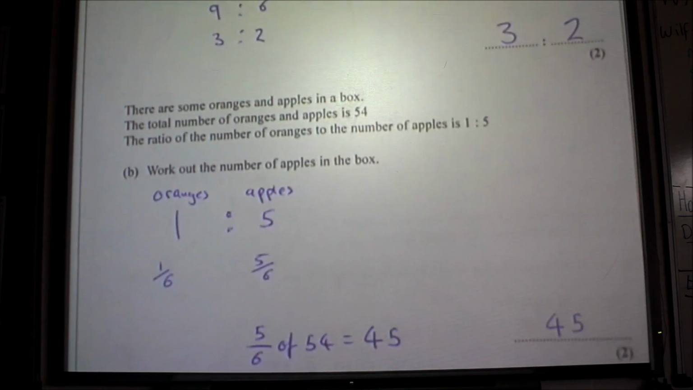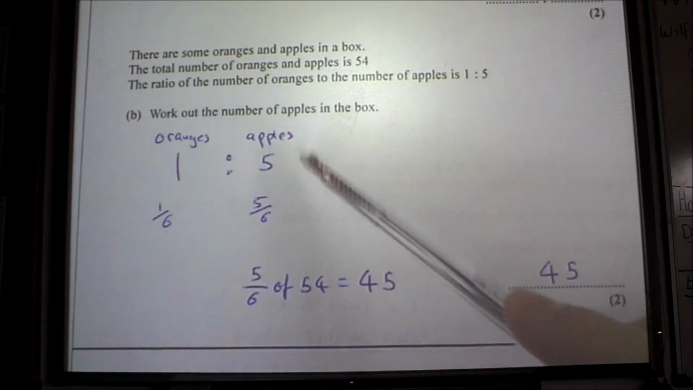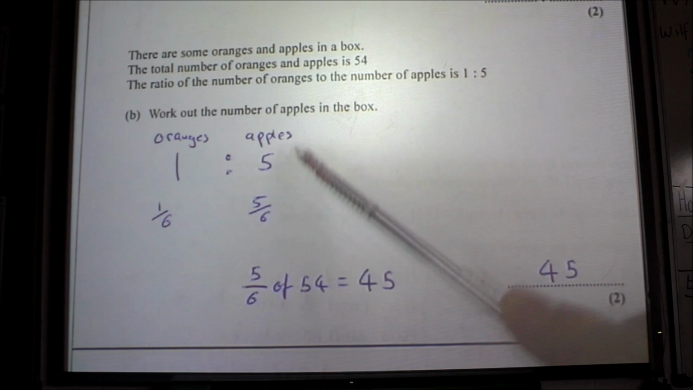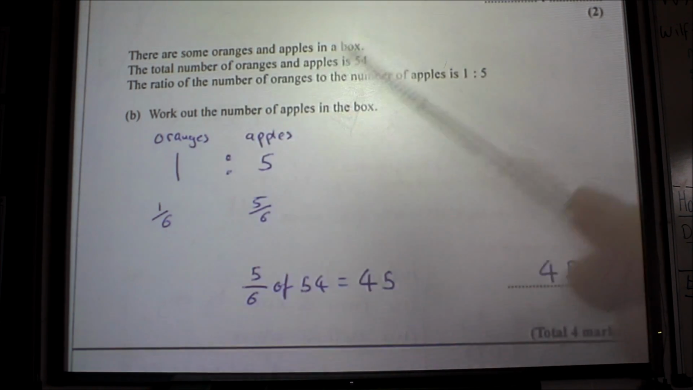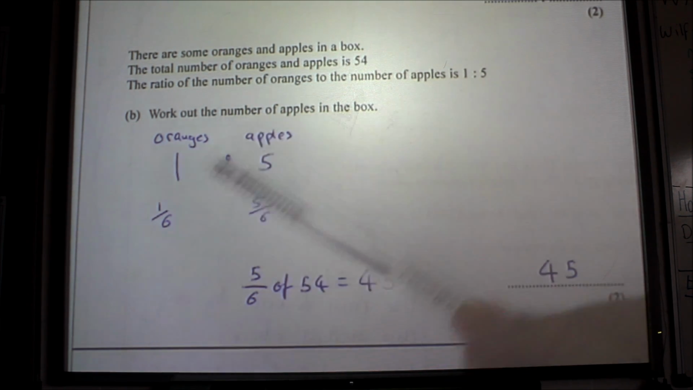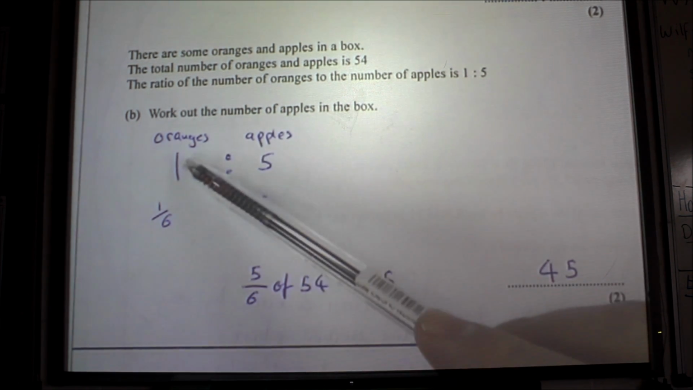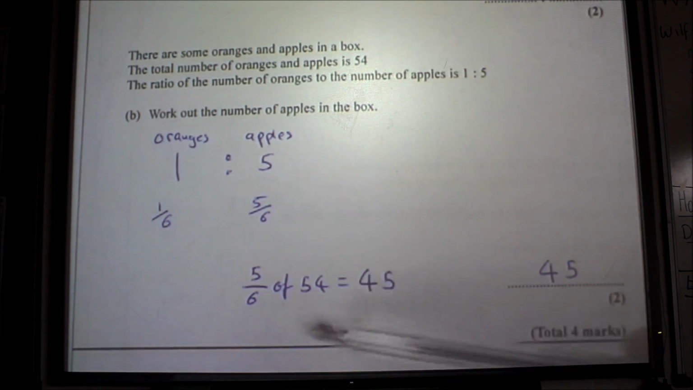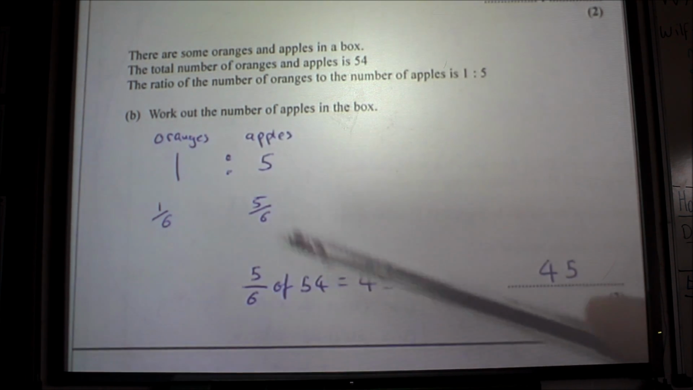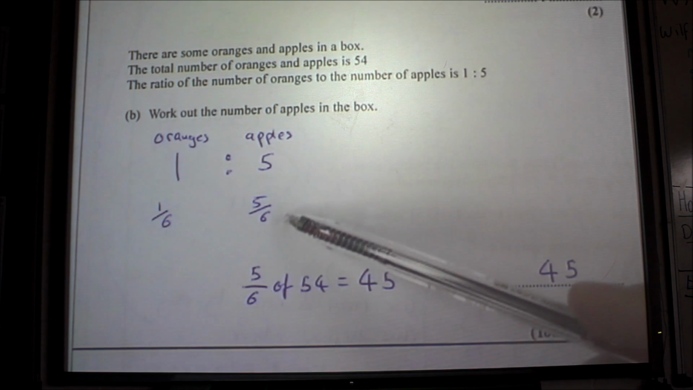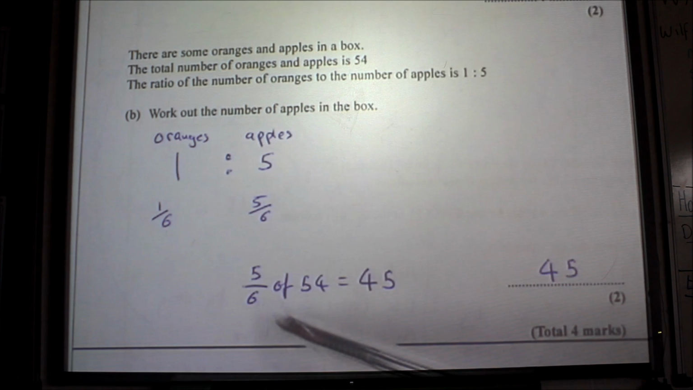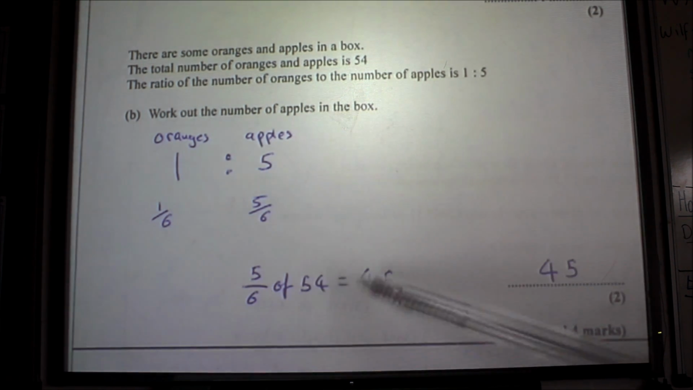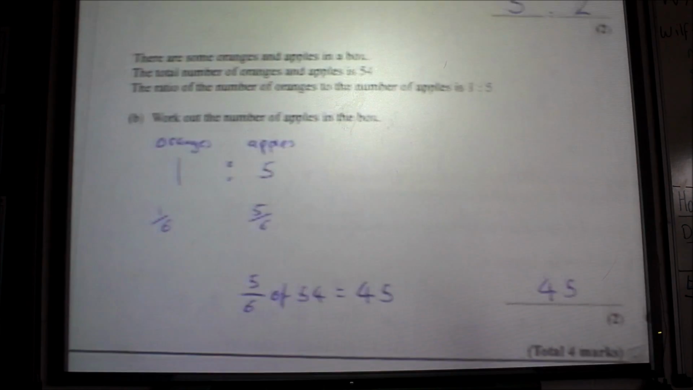There you go. There are some oranges and apples in a box. The total number of oranges is 54. The ratio is 1 to 5, oranges to apples. Work out the number of apples in the box. So there's 54 oranges. So 1 to 5, that's oranges is 1/6 and apples is 5/6. Work out the number of apples in a box. The total number of oranges and apples is 54. So if you want to work out basically 5/6 of 54, which is 45.